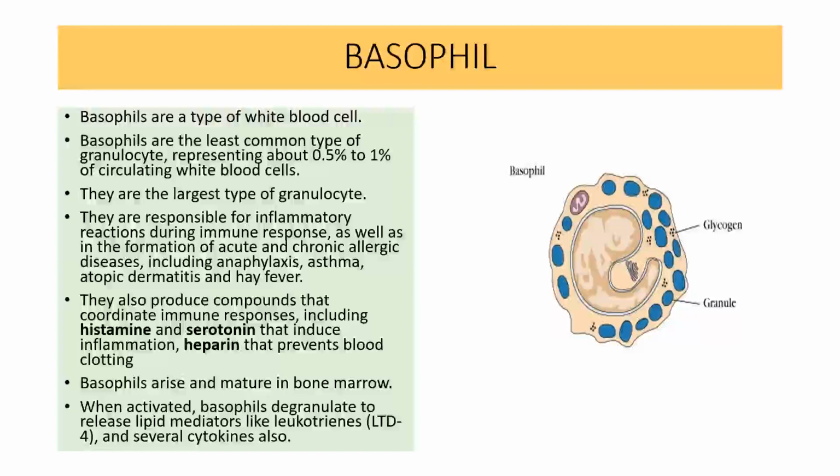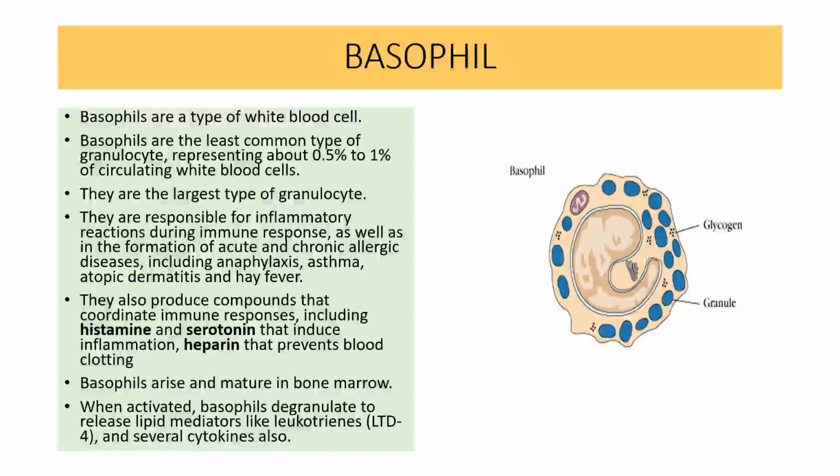Next cell is basophil. Basophils are a type of WBC. They are the least common among the granulocytes, representing only 0.5% to 1% of circulating white blood cells. They are the largest type of granulocytes. They are responsible for inflammatory reactions during the immune response, as well as the formation of acute and chronic allergic diseases, including anaphylaxis, asthma, atopic dermatitis, and hay fever.